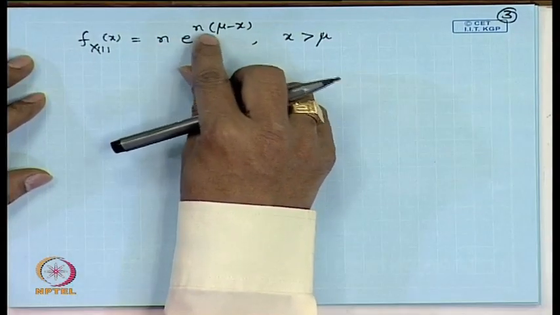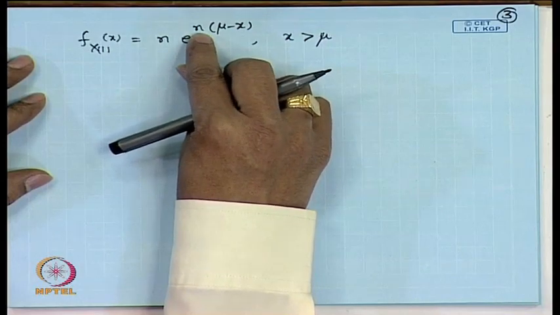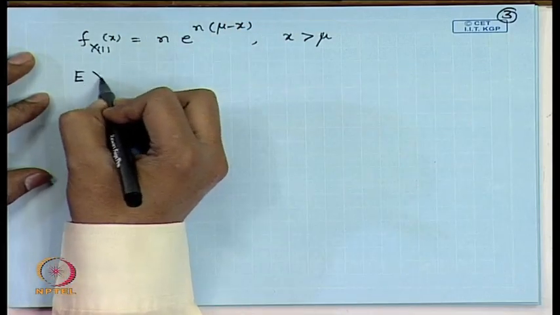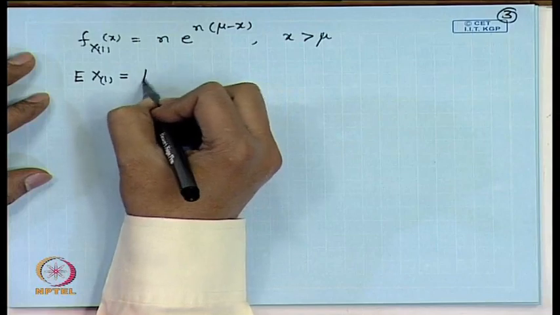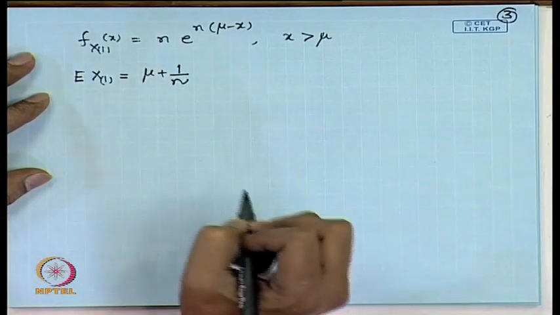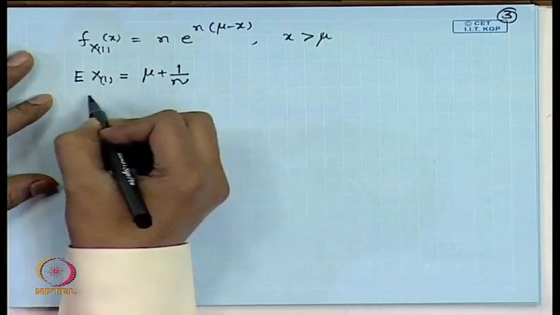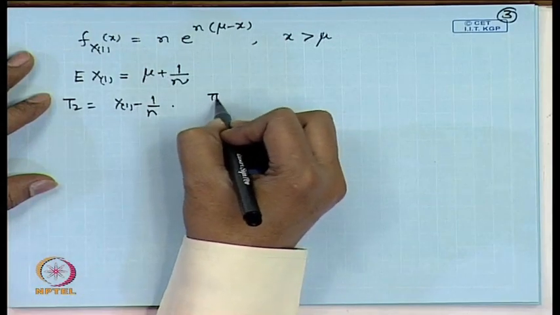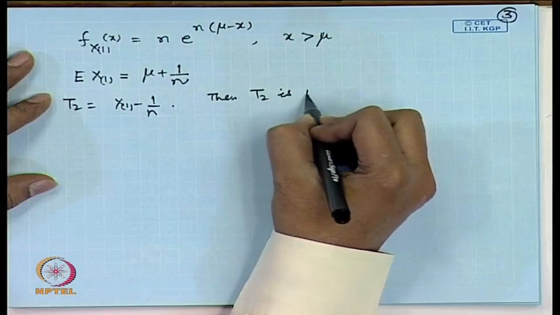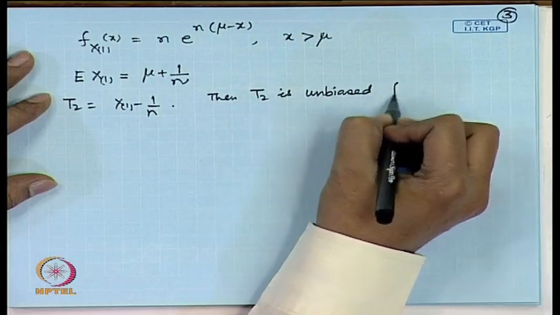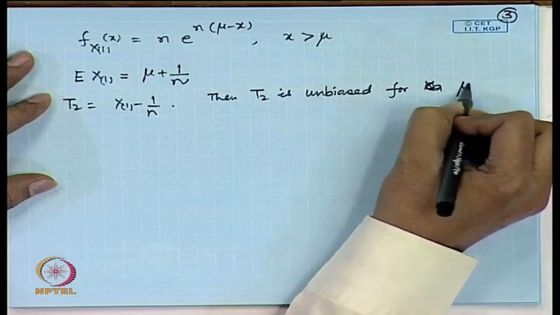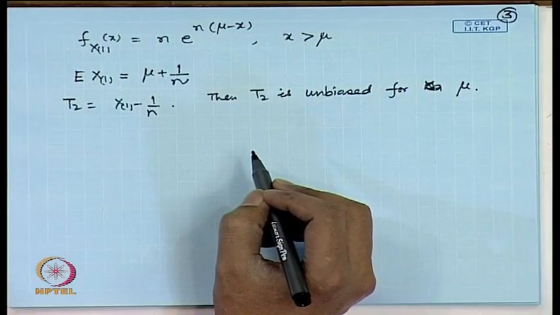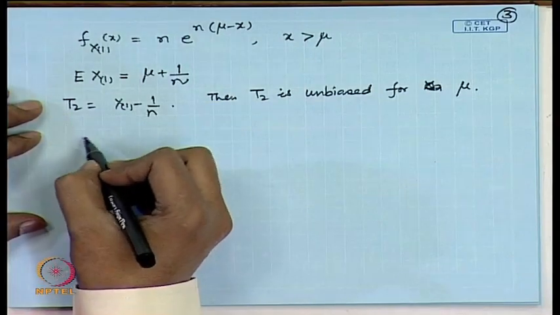Now, this is the usual 2 parameter exponential distribution. Here the scale parameter is 1 by n and location parameter is mu. So, if I consider the expectation of x 1, that is equal to mu plus 1 by n. So, if I take t 2 as x 1 minus 1 by n, then t 2 is also unbiased for mu. So, I have got another unbiased estimator.